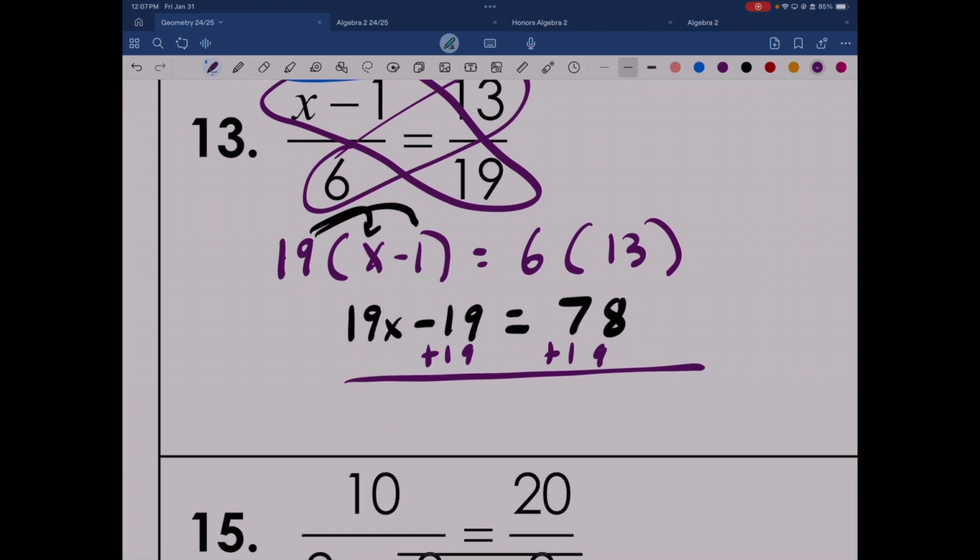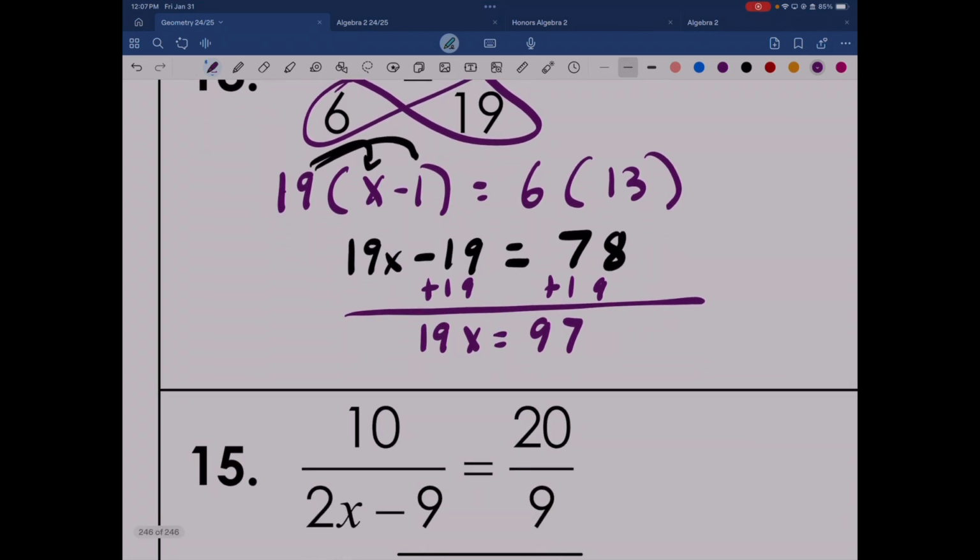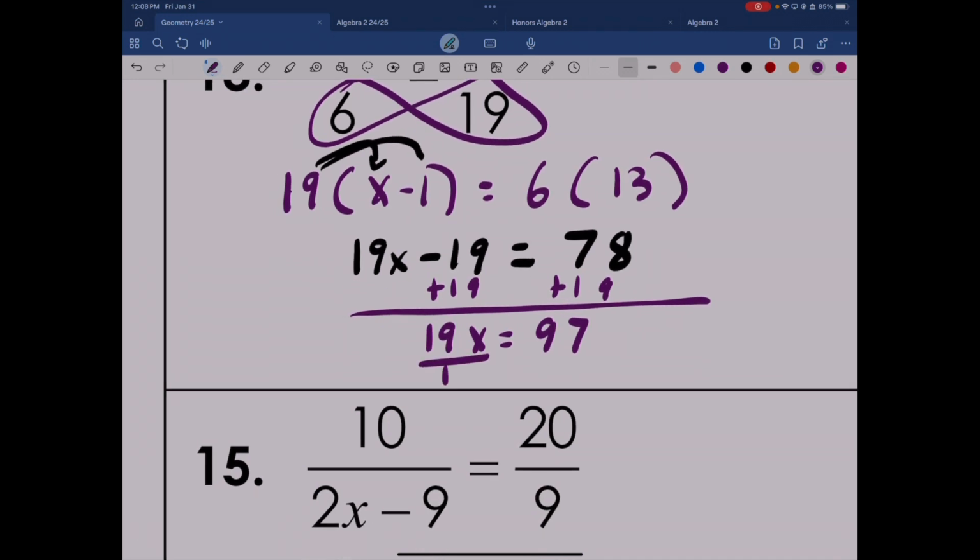Hey Siri, what's 78 plus 19? Okay. So we get 19x equals 97. Divide both sides by 19. Hey Siri, what's 97 divided by 19? 97 divided by 19 is approximately 5.1053. No, it's approximately 5.1. Okay, again, decimals are okay.